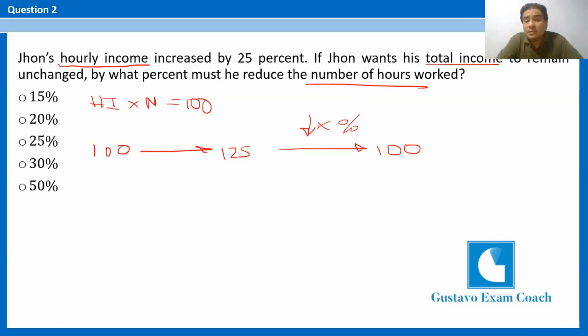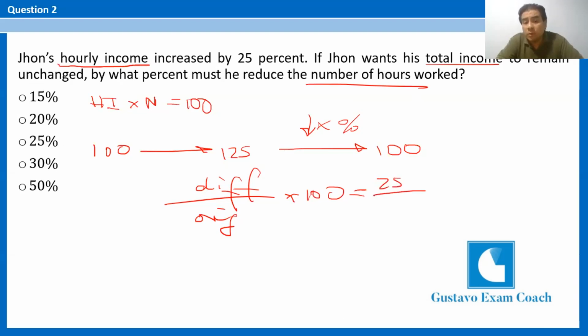So you can calculate this using the difference over the original times 100. What's the difference? 125 minus 100 is 25. The original is 125 times 100. This is 1/5 times 100 equals 20. 20% is the answer.